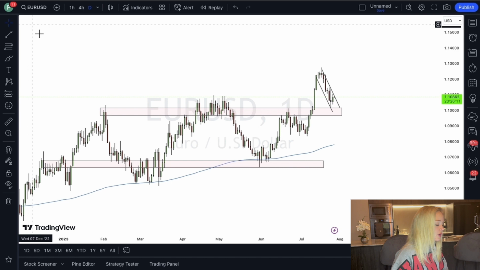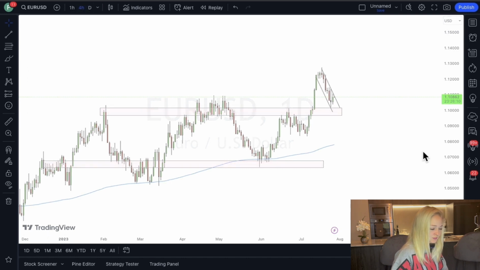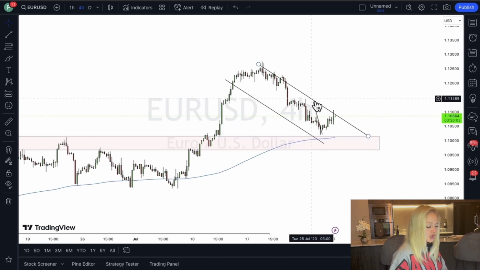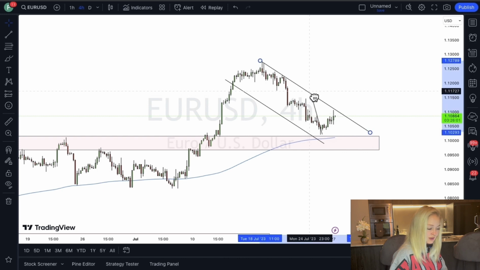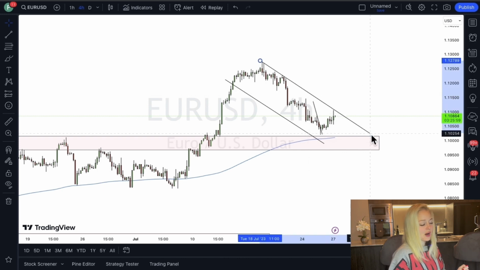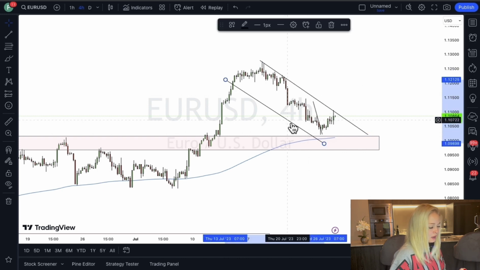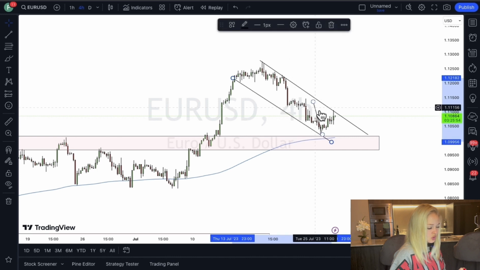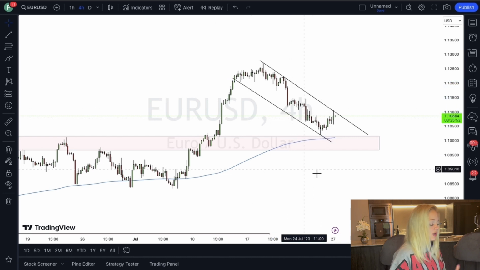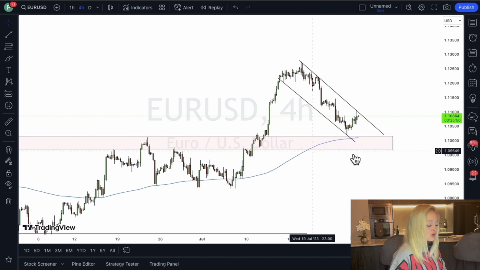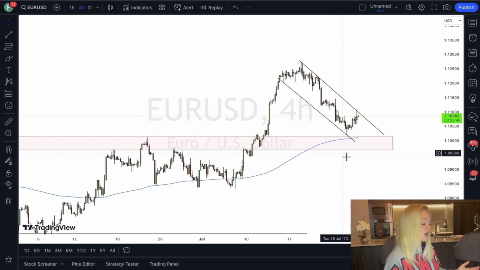Well, let's have a look on the 4-hour time frame. The descending bullish wedge is much more prominent on this 4-hour time frame. Let's neaten this up a little bit. So, look at this, guys. We also have the 200 EMA sitting on this daily level of structure. This is also a 4-hour level of structure. There's really not much to say, but this looks amazing. This is a great setup.